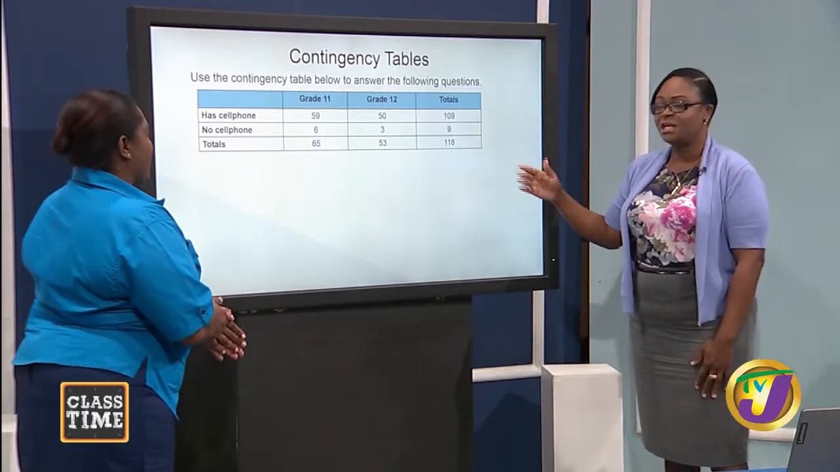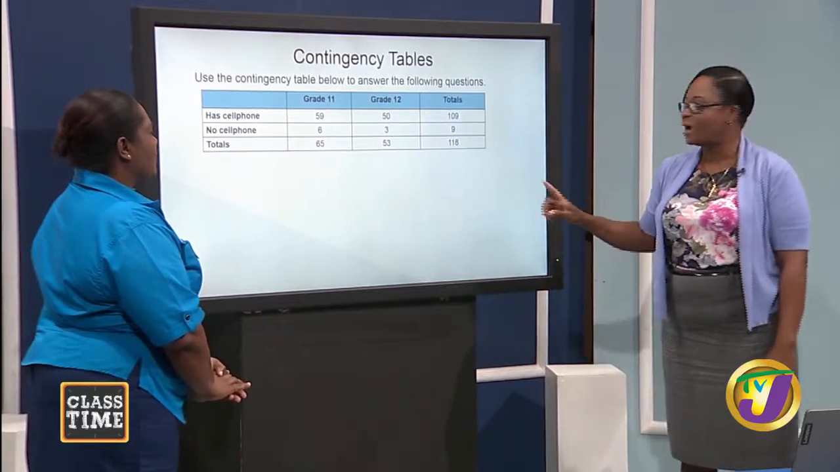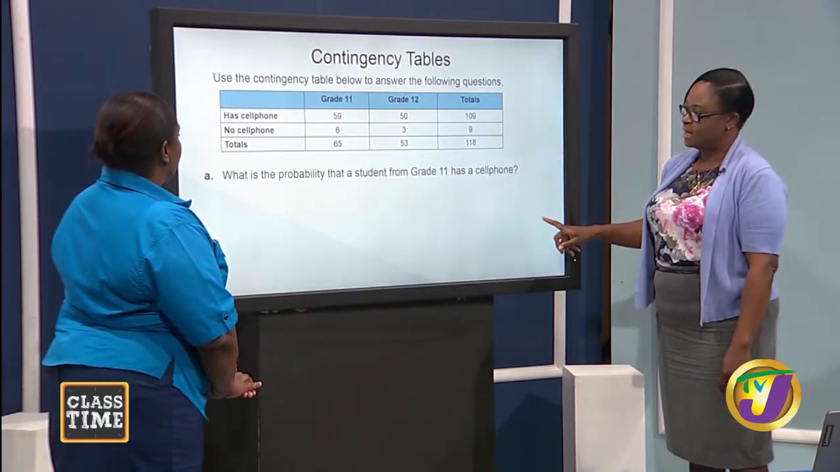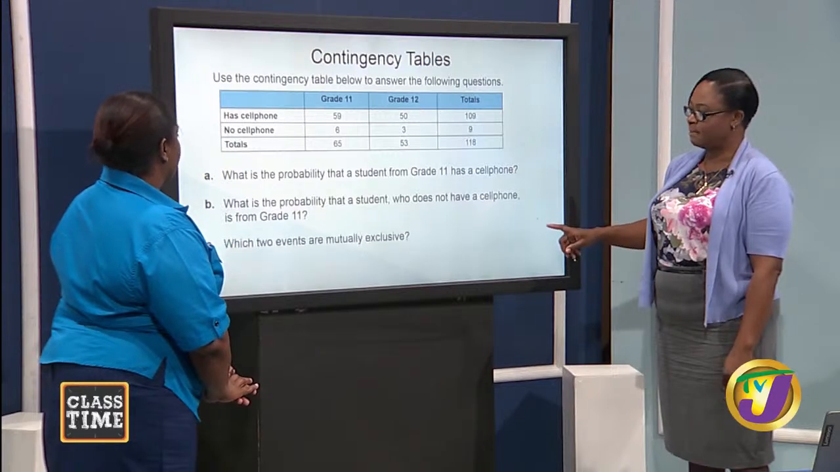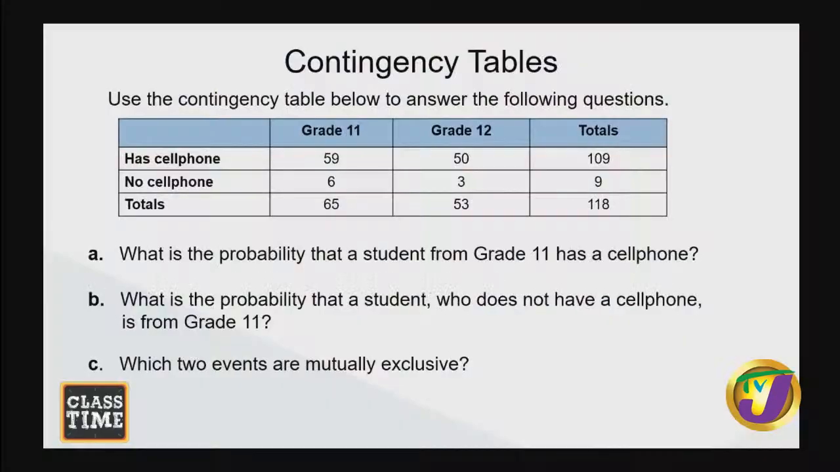Right, so that you truly understand all the information. Yes, there are some questions, Denise, that we're going to be discussing. What is the probability that a student from grade 11 has a cell phone? And what is the probability that a student who does not have a cell phone is from grade 11? Which two events are mutually exclusive?